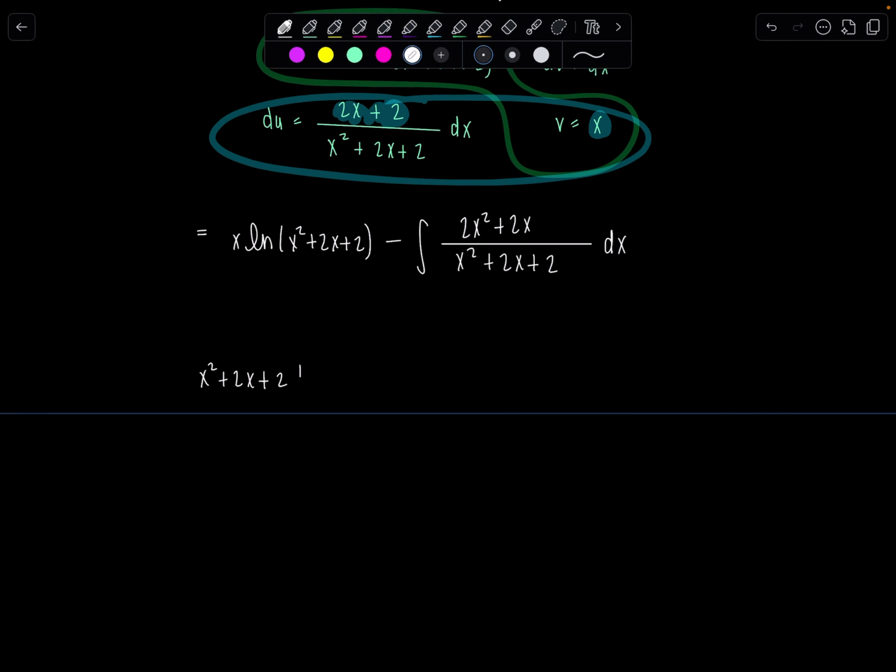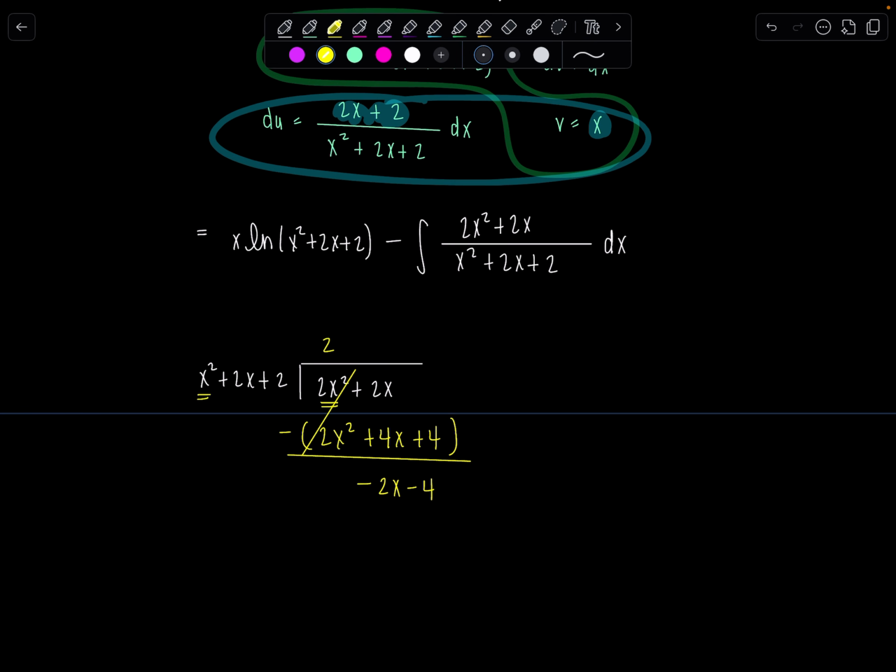So x squared plus 2x plus 2 goes into 2x squared plus 2x. Okay, what do I multiply x squared by to make it 2x squared? Just 2. Then I distribute that 2, so it's going to be 2x squared plus 4x plus 4. Subtract that from the row above. The 2x squareds cancel, and then I have negative 2x minus 4.